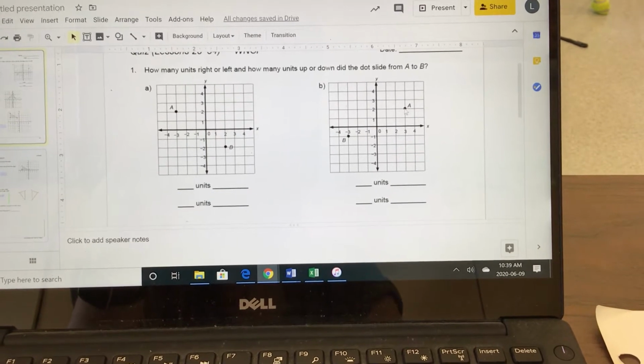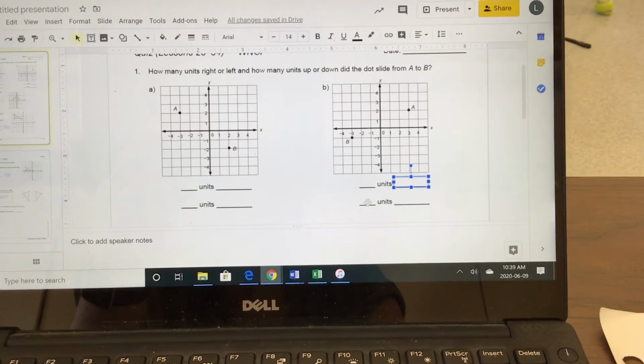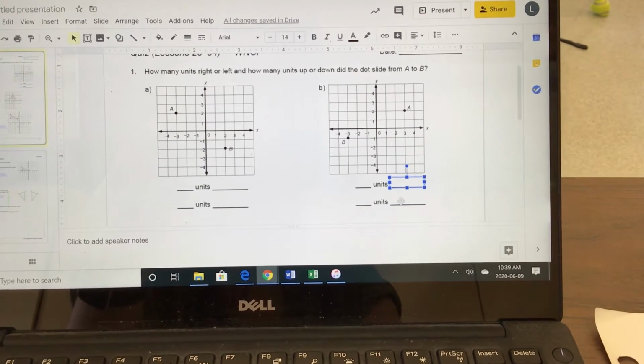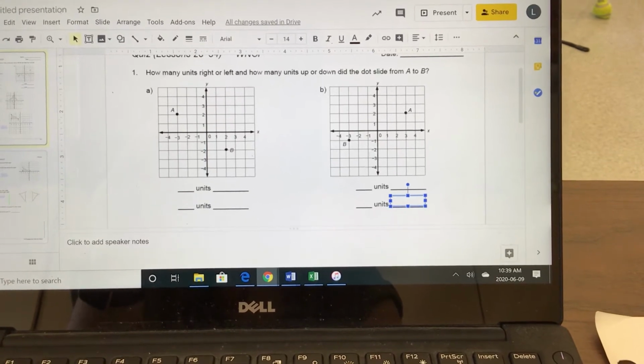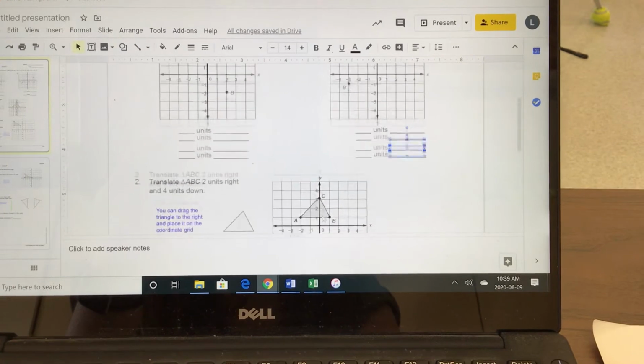And we'll do the same thing here. Start at A, how many units does it go left or right, how many units does it go up or down. Doesn't matter whether you put up and down on top and left or right on the bottom, as long as you've covered both directions, because we could go that way instead.